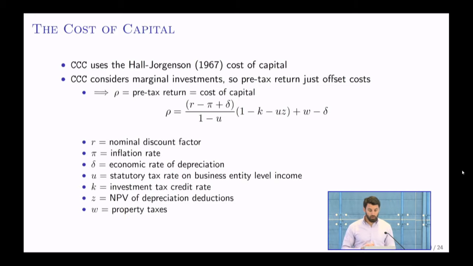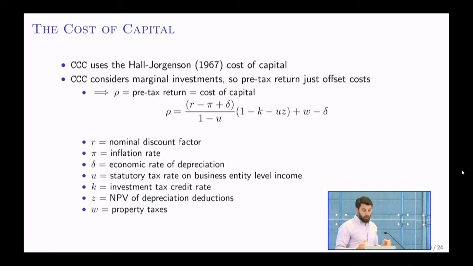We're following the Hall-Jorgensen notation, but the things that affect this cost of capital are the firm's discount rate. So R is its nominal discount rate. Pi here is the rate of inflation. The depreciation rate factors in here. That's the economic depreciation rate delta, as well as the rate of depreciation for tax purposes Z.